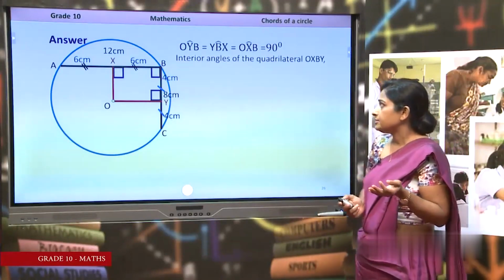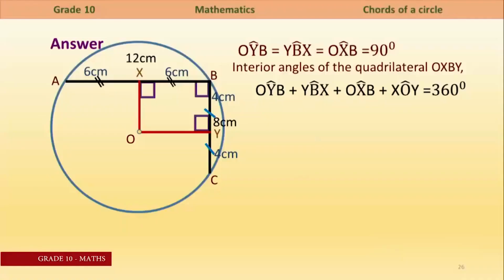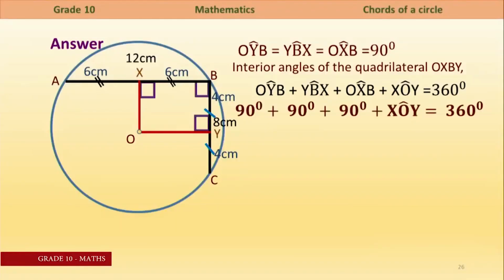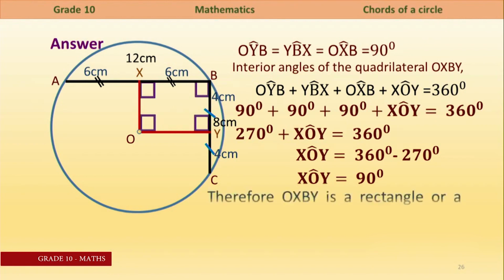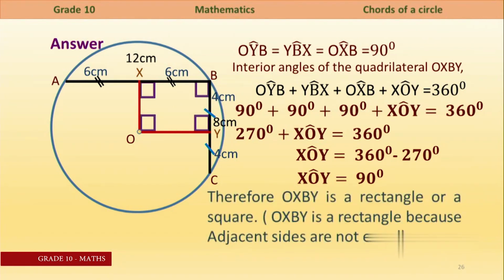When we take the interior angles of the quadrilateral, it's clear that angle XOY equals 90 degrees, because we substitute the values of the other angles, and automatically we can say XOY angle is 90 degrees. So we found all 4 angles, each angle is 90 degrees. Then we understand this OXBY is a rectangle or a square.